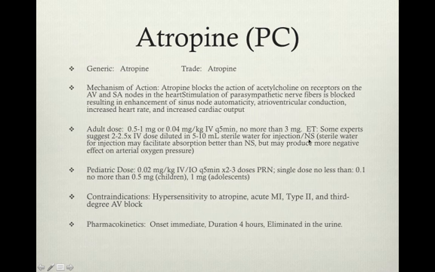Atropine, it's a primary care drug. Generic is atropine, and the trade name is atropine as well. Mechanism of action: atropine blocks the action of acetylcholine on receptors in the AV and SA nodes in the heart. Stimulation of the parasympathetic nerve fibers is blocked, resulting in an enhancement of the sinus node's automaticity and atrioventricular conduction, increased heart rate, and increased cardiac output.